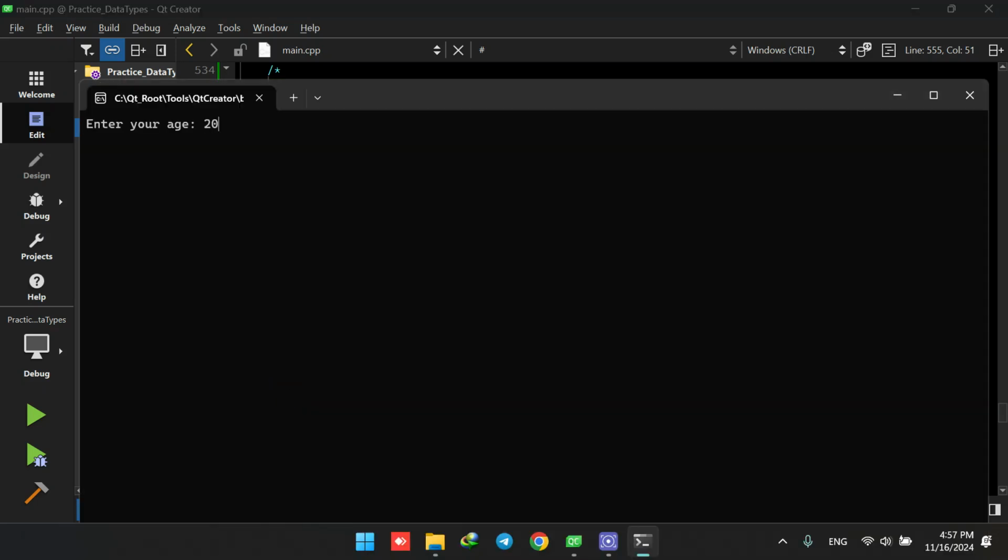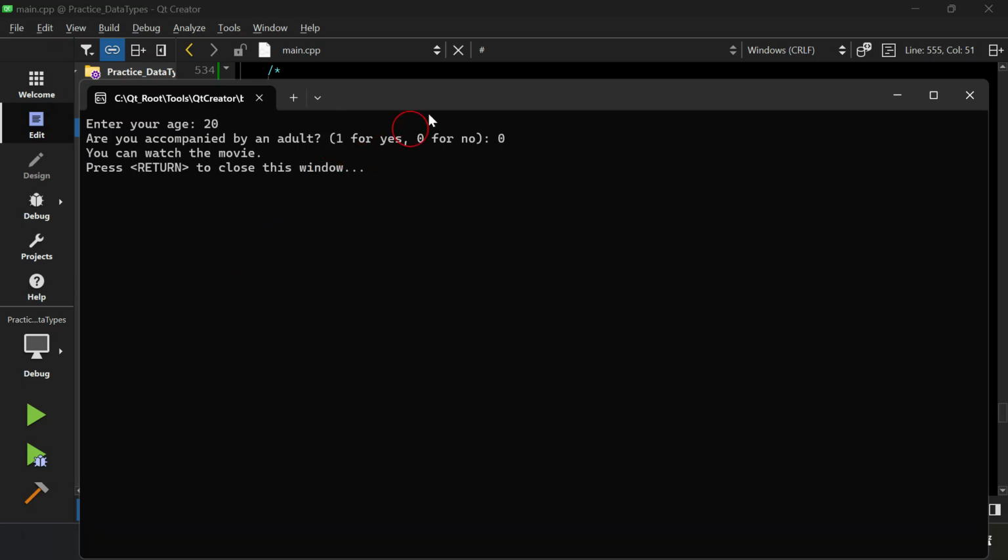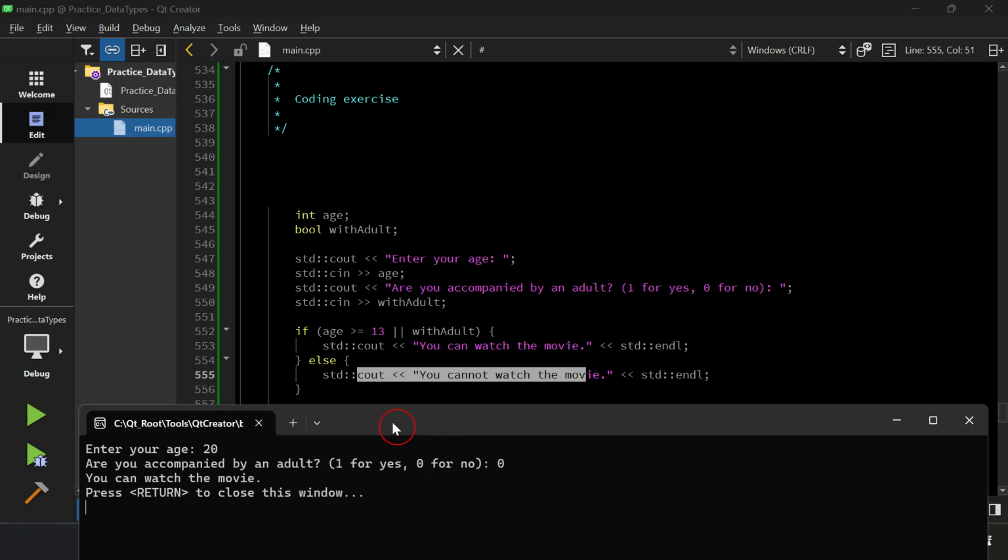I would say the age is 20. Are you being accompanied by an adult? No, I'm not. So you can watch the movie. Here it is. The age is 20, so 20 is larger than 13. The first condition is met.